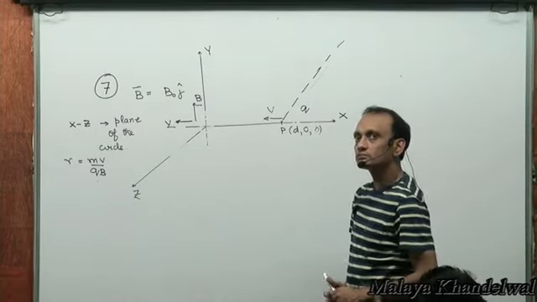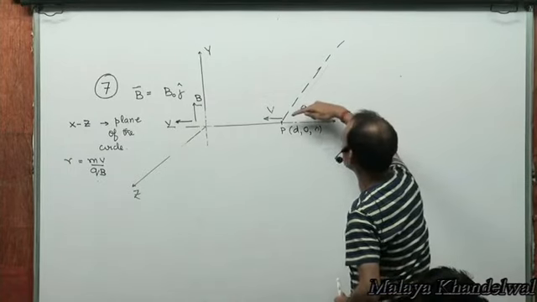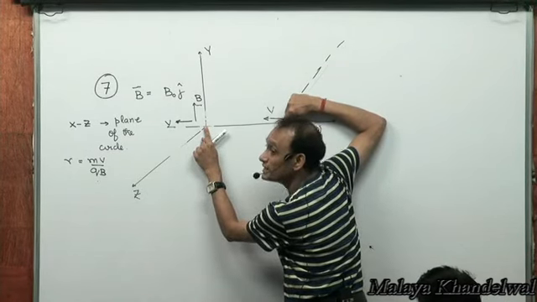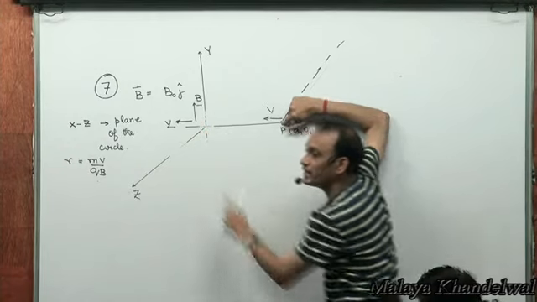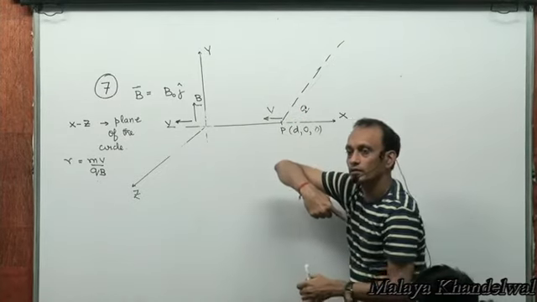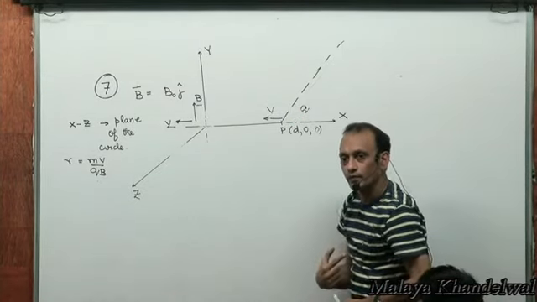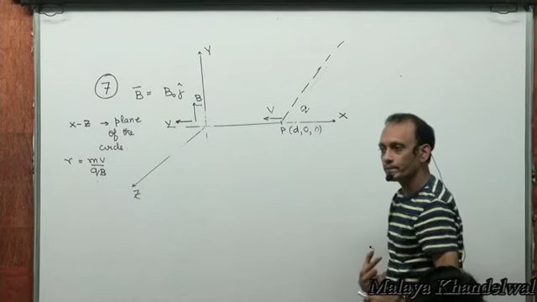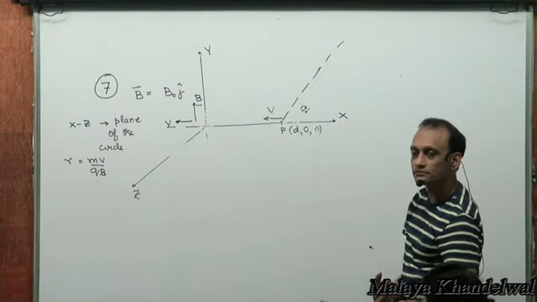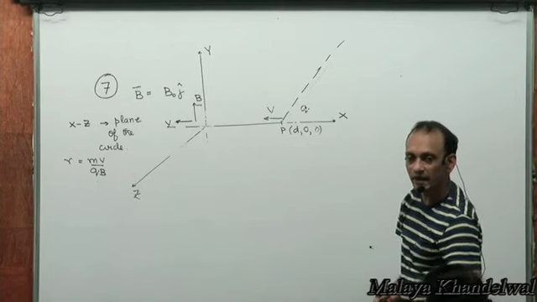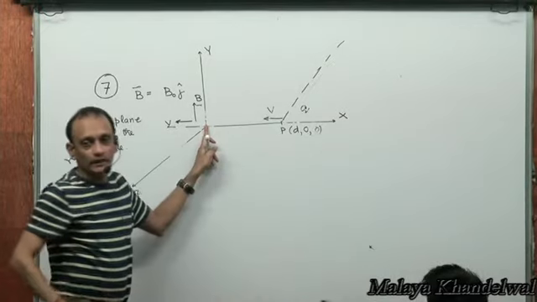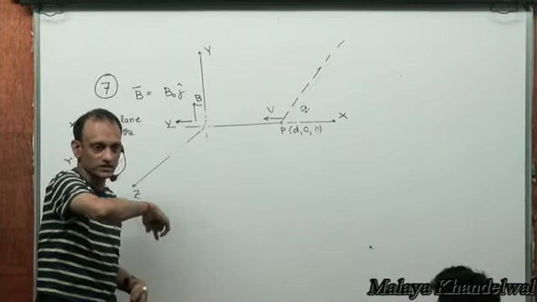Which means what? If this is the center, then for it to not hit the YZ plane, this distance should be larger than the radius of the circle. This distance should be larger than the radius. Why? So that it doesn't hit the YZ plane. It is not supposed to hit the YZ plane. The plane of the circle will be the YZ plane. Plane of the circle. How?